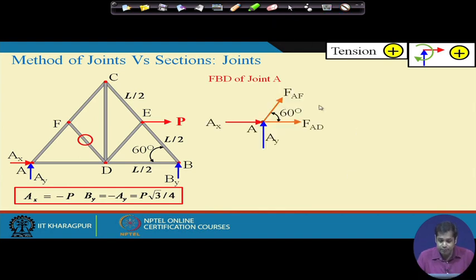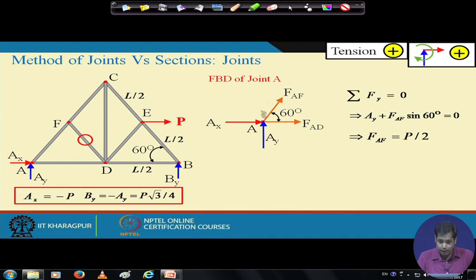Now, let us first consider joint A. So, this is the free body diagram of joint A, with support reaction, member force FAD, and member force in AF, FAF, and this angle is 60 degrees. Then apply summation of forces in y direction equal to 0. What are the forces we have in y? Ay, and then the vertical component of FAF. Ay is upward, which as per our sign convention is positive, and then AF sin 60 degrees is again upward, so it is positive. Ay, the support reaction, is already determined. If we substitute that, what we get is the member force in AF equal to this. So this member force is known now.